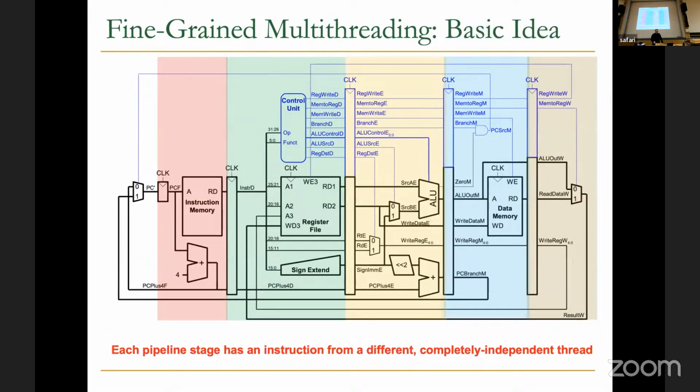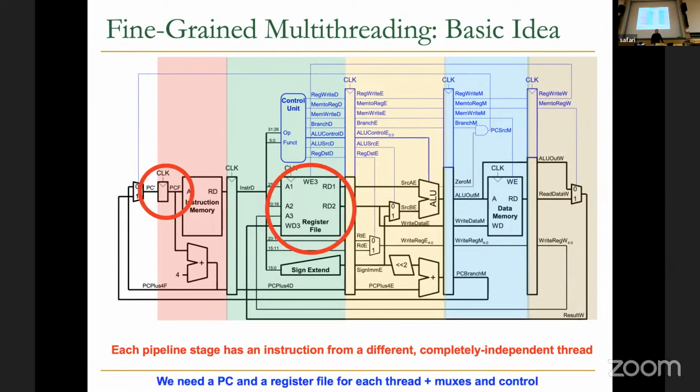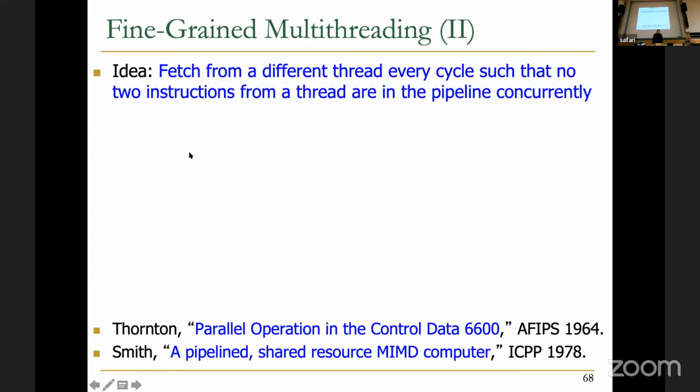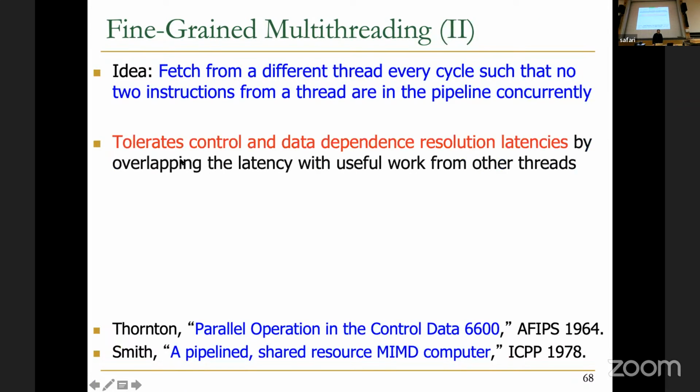So here, we are showing a pictorial example. You are seeing different colors, which means that you are running different threads. In these instructions, we have 5 different instructions, and each of them is from a different thread. So that's how we are implementing fine-grained multithreading. And you need to increase, as I said, the number of PCs and register files. And yeah, that's the idea.